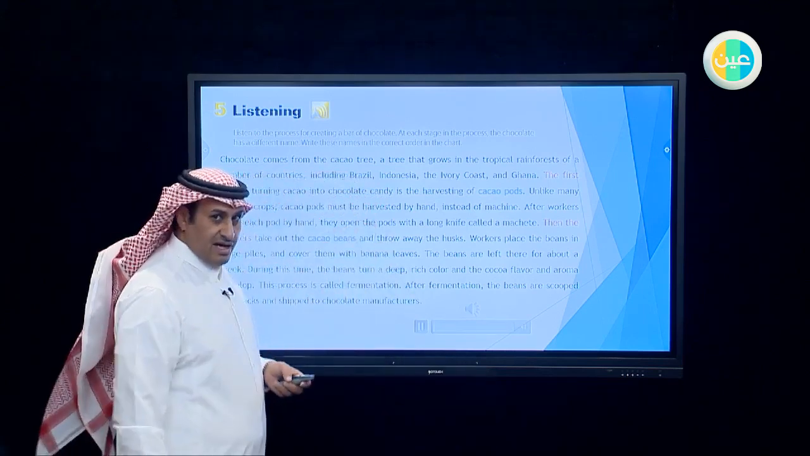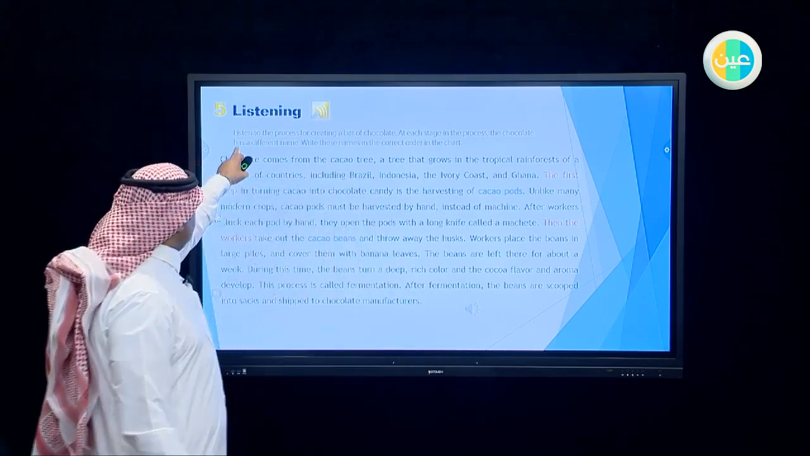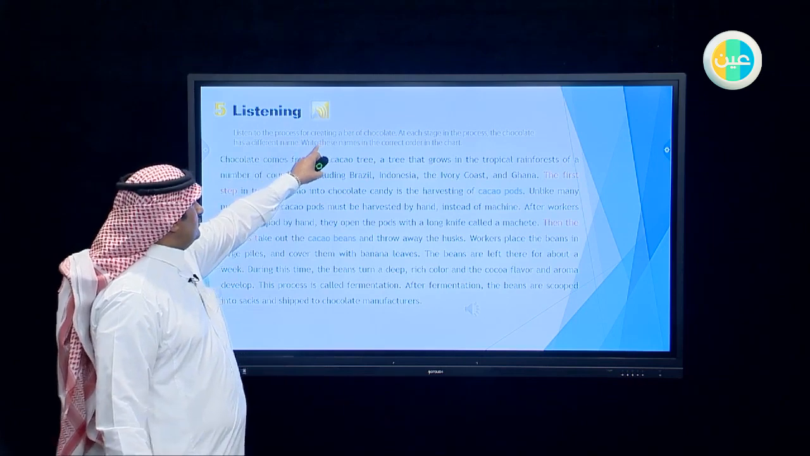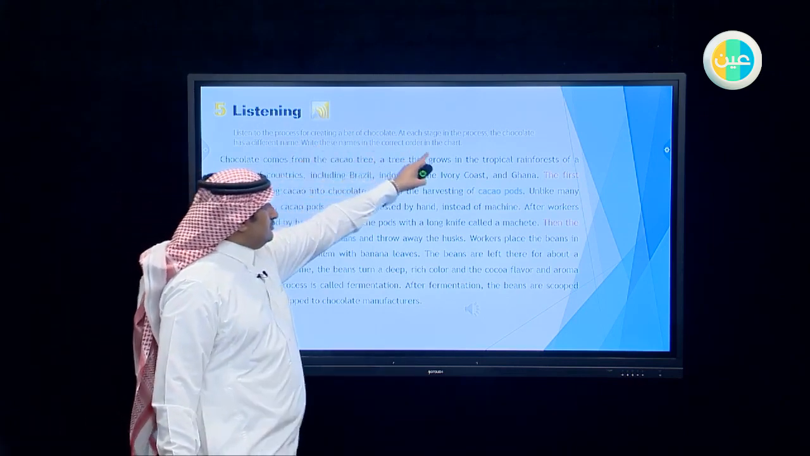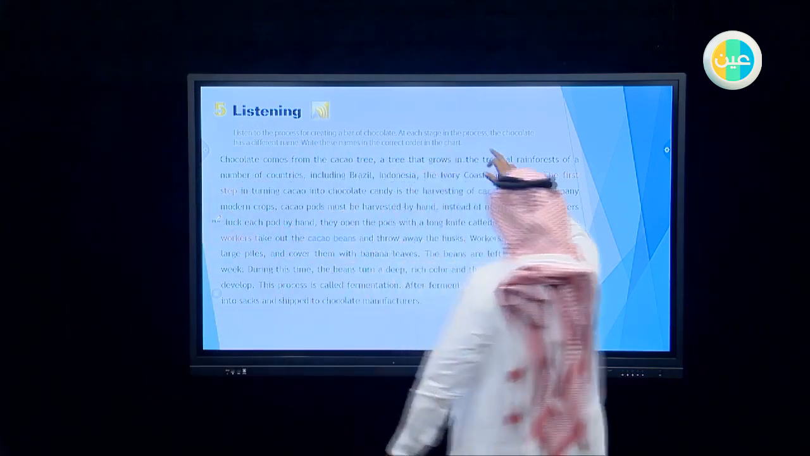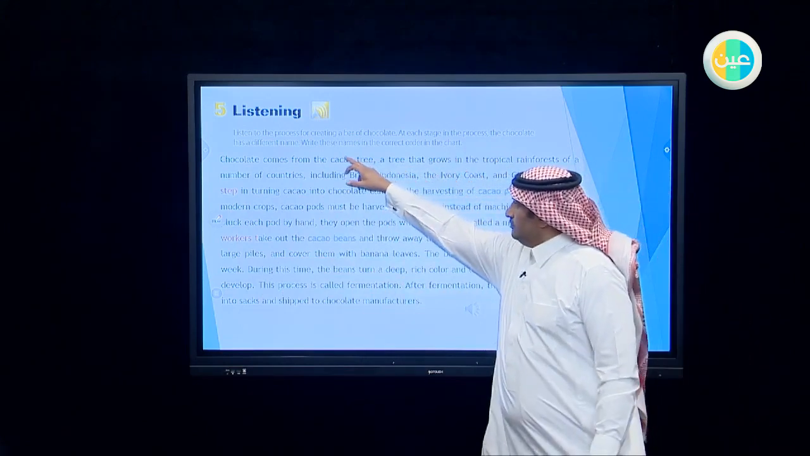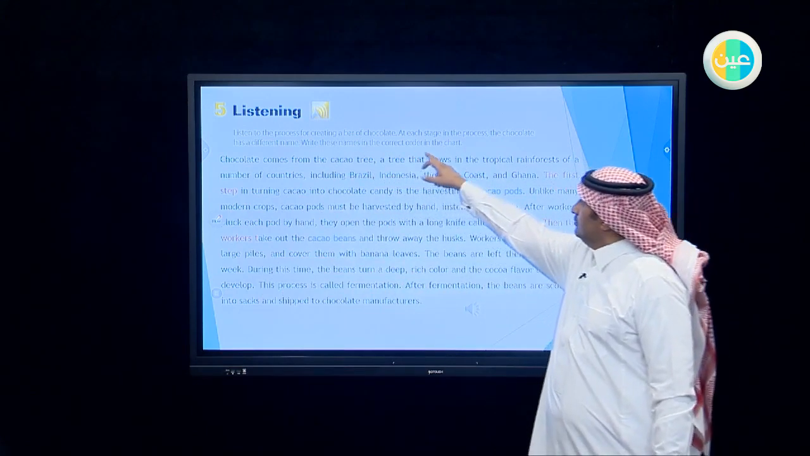On page 59, listen. Listen to the process for creating a bar of chocolate. At each stage in the process, the chocolate has a different name. Write these names in the correct order in the chart.